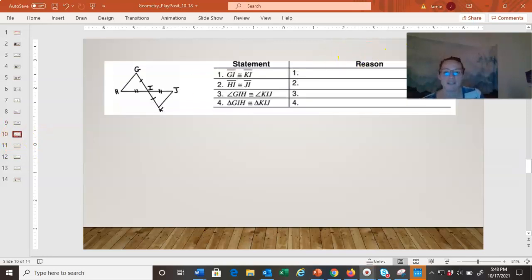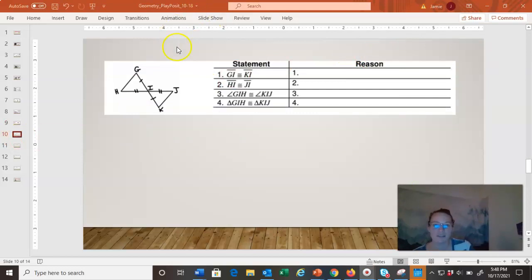All right, let's try this one. GI is congruent to KI. Yep, sure is. And we know that because it's marked in the picture, so it is given to us. Same with HI and IJ. Then it tells us angle GIH, this one, is congruent to KIH, this one. Why? How do we know these are congruent? What kind of angles are they?